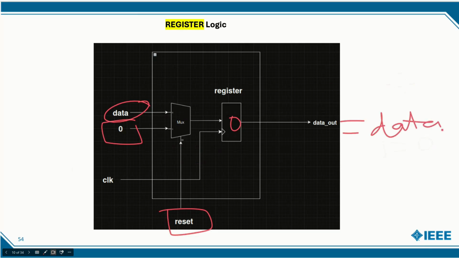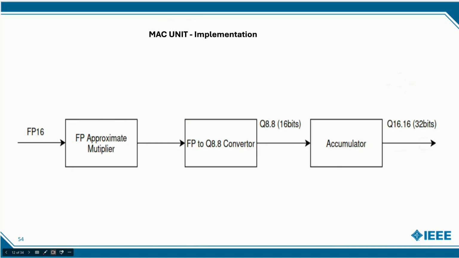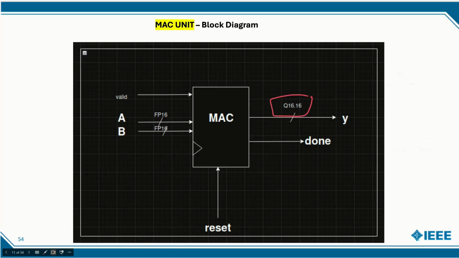Inside the processing element, we have the MAC unit, which will take 2 floating point inputs and give us a 32-bit fixed point output. That 32 bits contains 16 bits of integer part and 16 bits of fractional part, and a done signal, which indicates that the output has been computed.